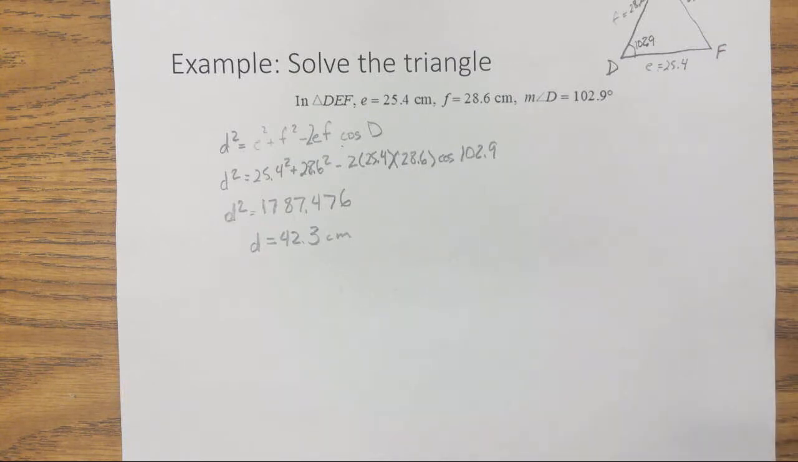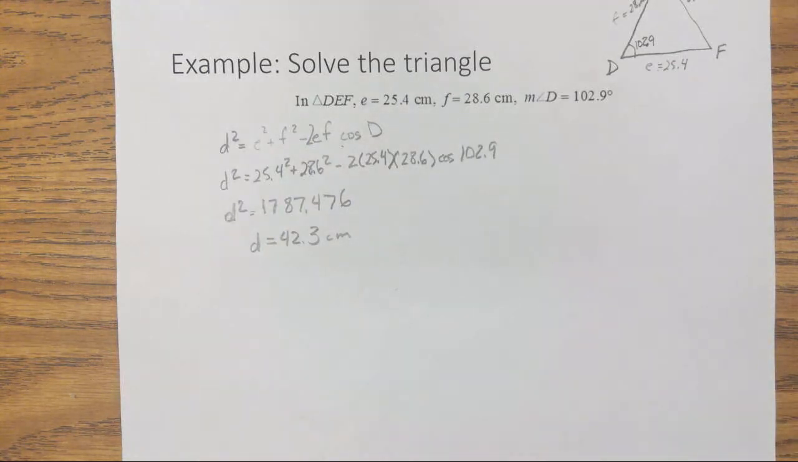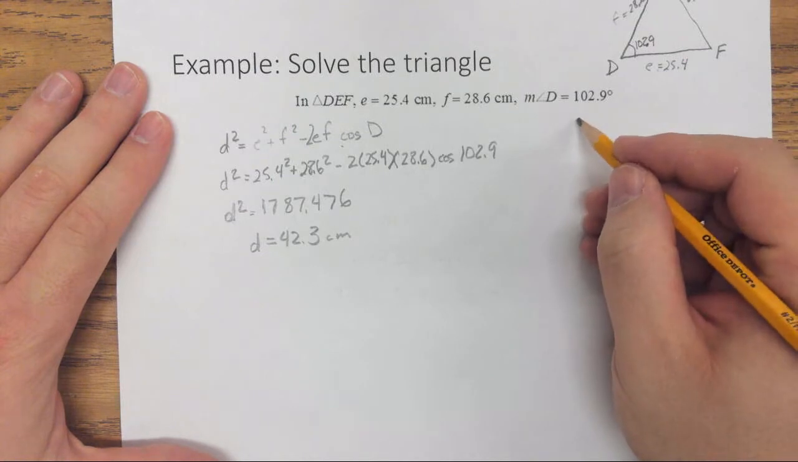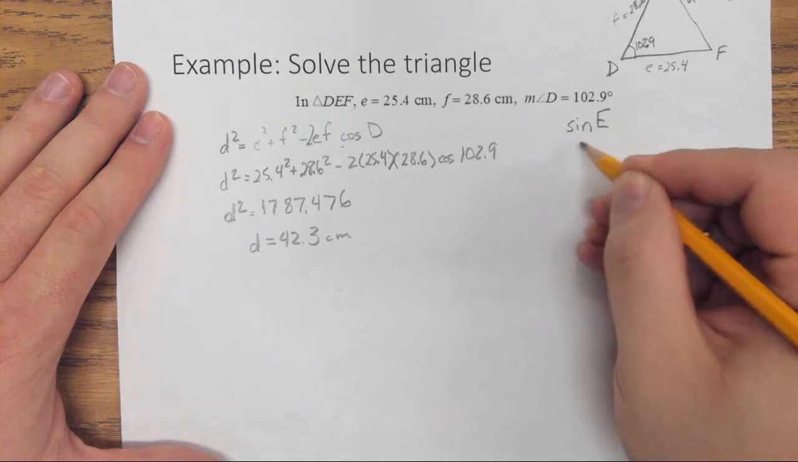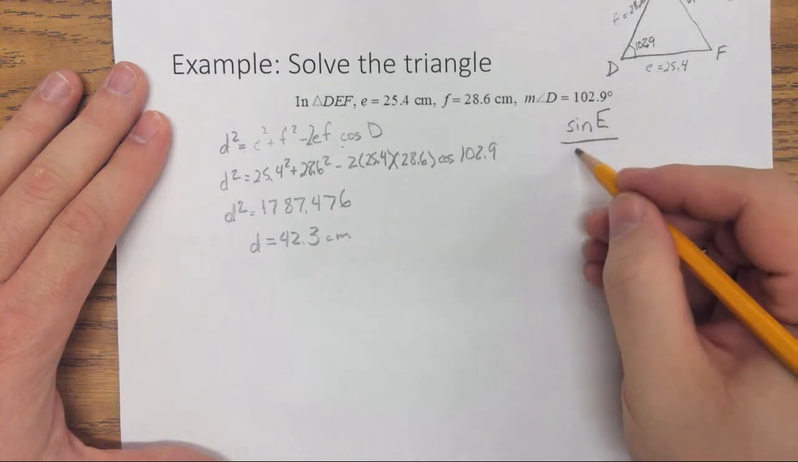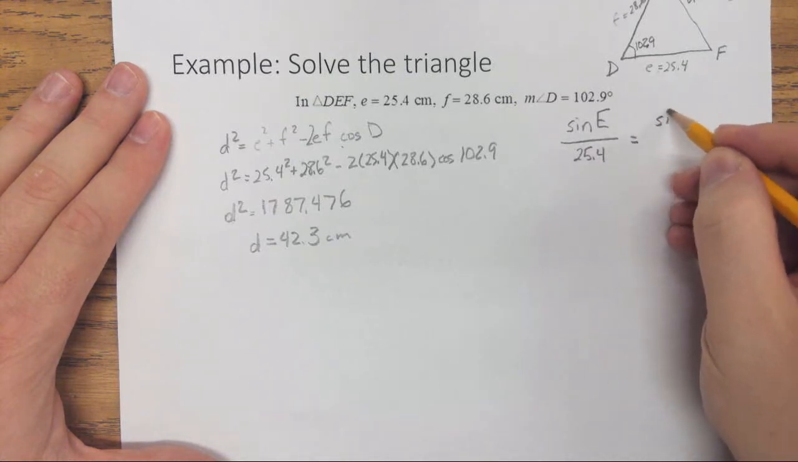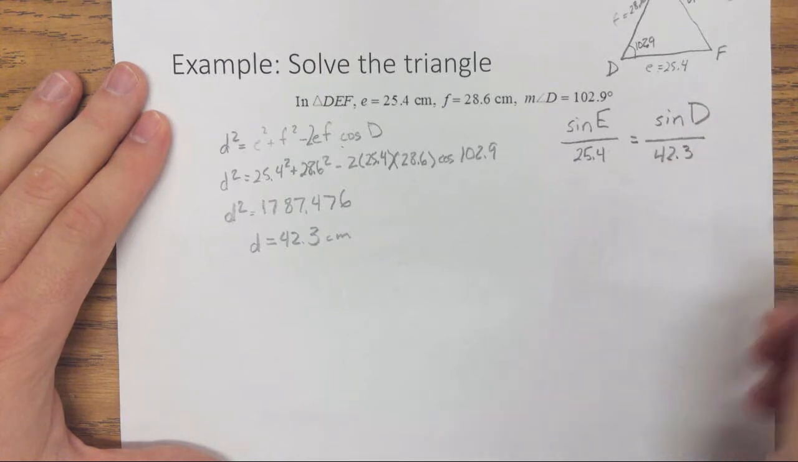Well, now that I've got all these sides and an angle, I don't have to use the law of cosines anymore. I can go back to the law of sines to find one of my angles. And then after that, I'll be able to find my third angle just by doing subtraction from 180. So let's do the law of sines. Let's find angle E. So the sine of angle E over side E, which is 25.4, is equal to the sine of D over 42.3.